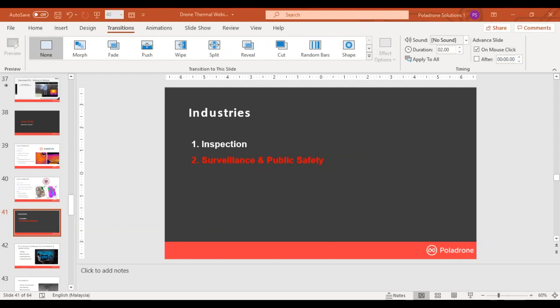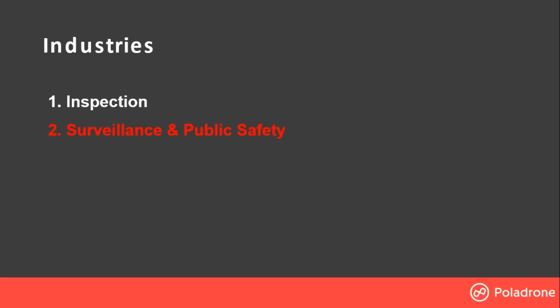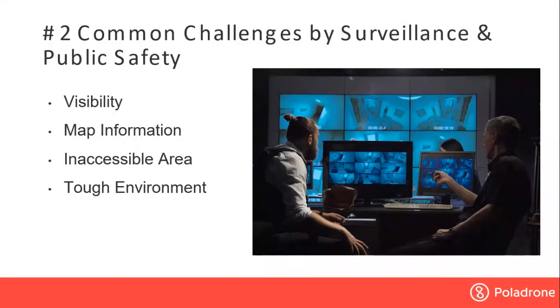Yeah, I think you can move on to the next industry, which is SAR, right? Yep. The second industry we are talking about is surveillance and public safety. Here we are going to talk about the common challenges first. The common challenges facing the surveillance and public safety industry will basically be visibility. Some areas cannot be seen, so they need to set up CCTV to look around, or the second option will be using a drone. They will also need complete map information.